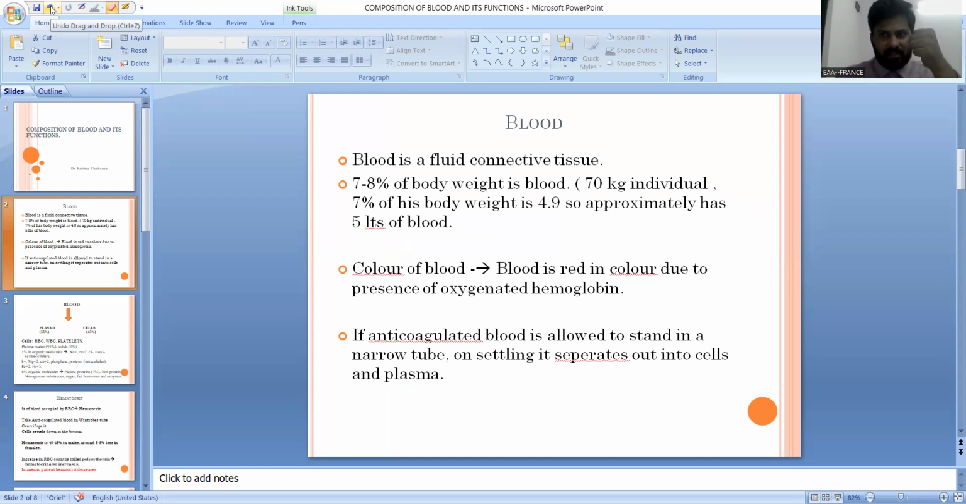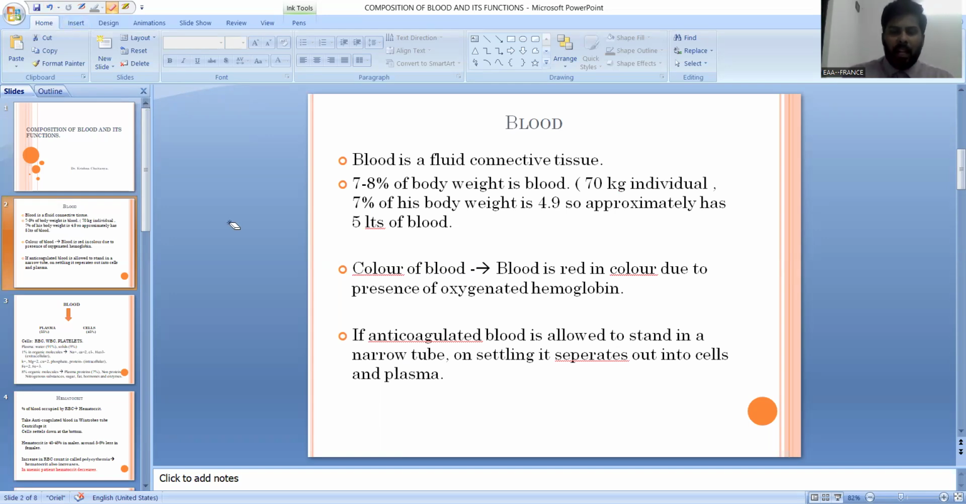When the heart constricts during the systolic phase, what happens? The blood from the left ventricle moves through the aorta, and from there it moves to all parts of our body, right?